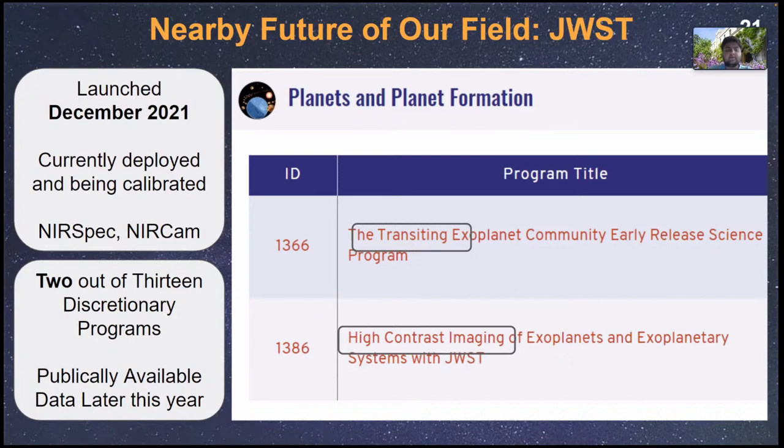So with the JWST just launched last year, we have instruments like NIRSpec and NIRCam on it that can do direct imaging. We have a coronagraph on the JWST too. And the first 13 discretionary programs have been collecting data for the first sort of free science cycle. Two of them focus on planets and planet formation. One of them is looking at transiting exoplanets, and the other one is doing high contrast imaging, which is just that.